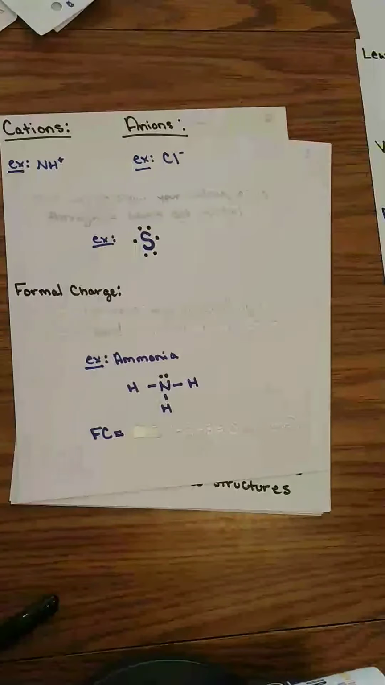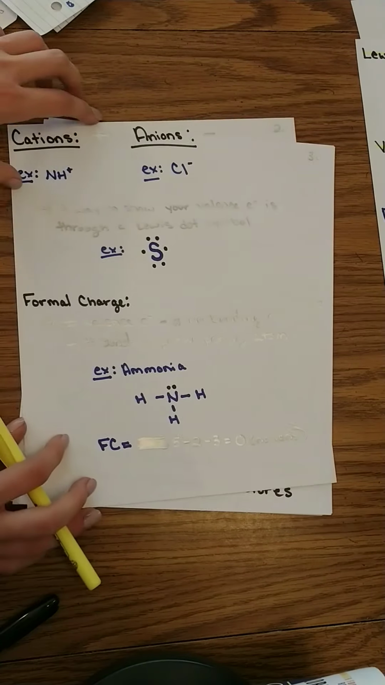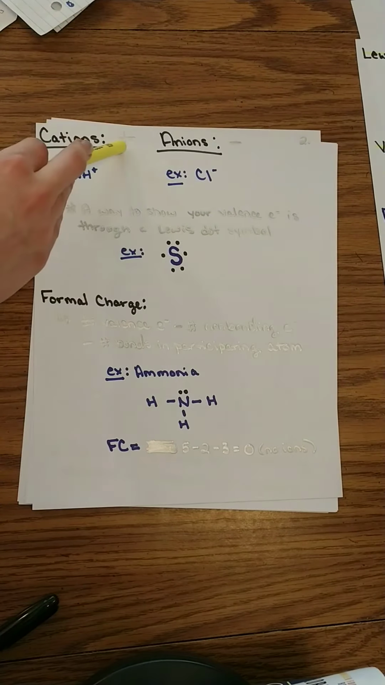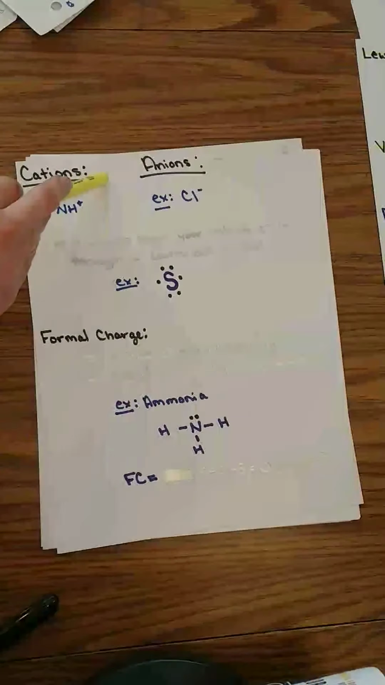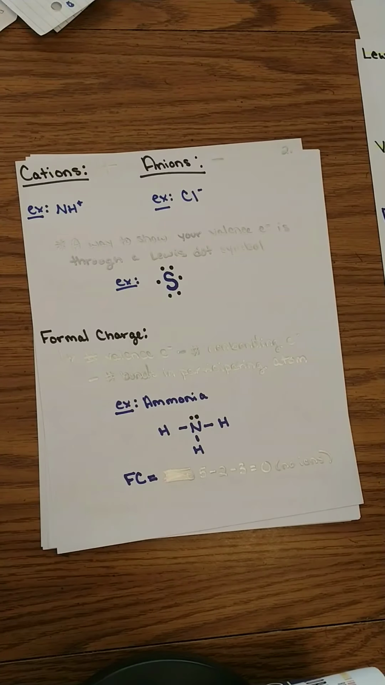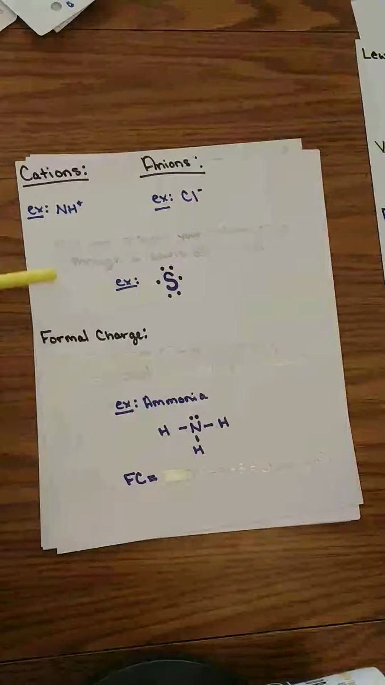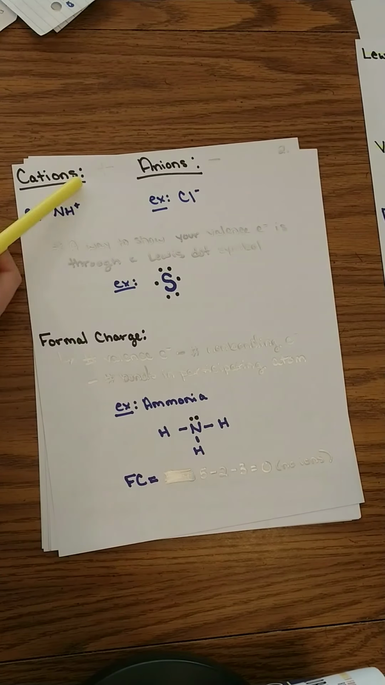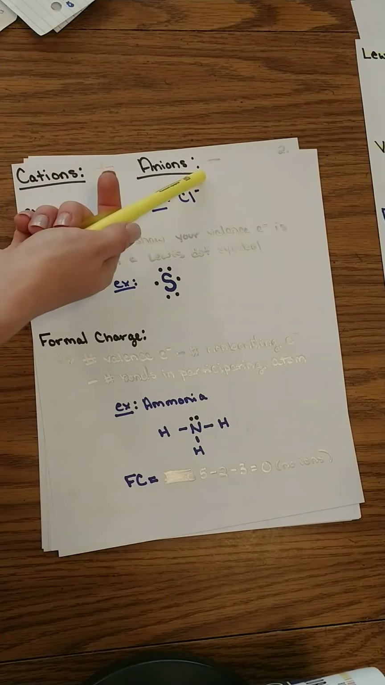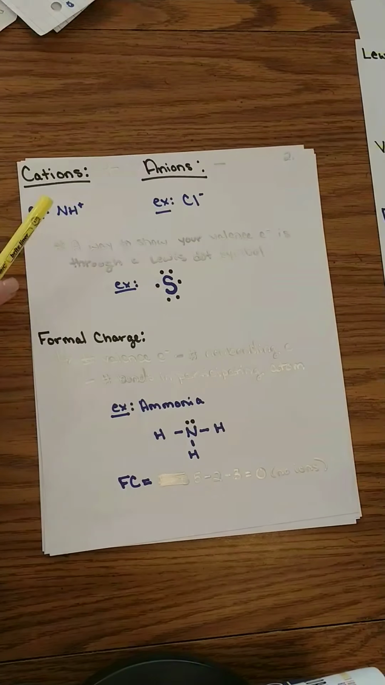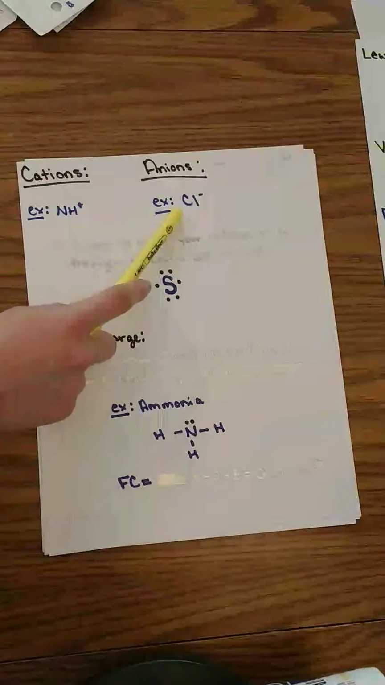With this bonding, you'll have cations and anions. Cations are positive and anions are negative. The positive means it does not have as many electrons as it would like. Electrons are negative, so it's going to have a positive charge, but anions have this excess of electrons, so it is making it more negative. Examples of this are NH4 plus and Cl minus.